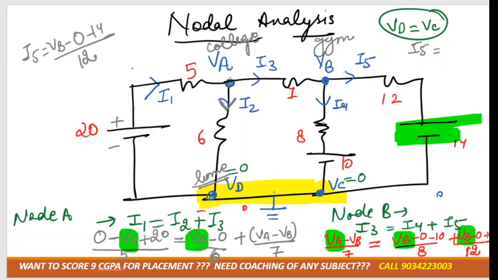Okay. Now you are having two variables and two equations, right? You can solve them with a calculator, and then you will get the values of VA and VB. Got it?